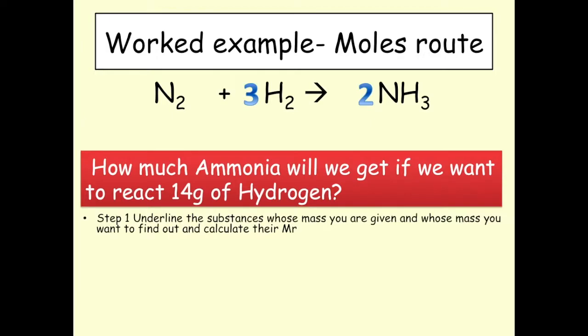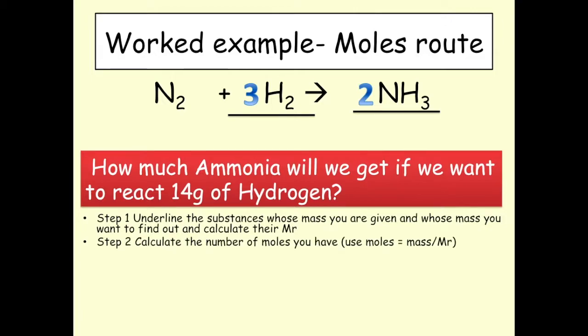Okay, let's look at this next question. The question says, how much ammonia will we get if we want to react 14 grams of hydrogen? And you can see this time from the equation that in this reaction, 1 mole of nitrogen reacts with 3 moles of hydrogen to form 2 moles of ammonia, which is going to make it a little bit more tricky. So we're going to do it exactly the same way as the first one. We're going to underline the substances whose mass we're given, and using the periodic table we're going to calculate their MRs, which for H2 is going to be 2 and NH3 is going to be 17.